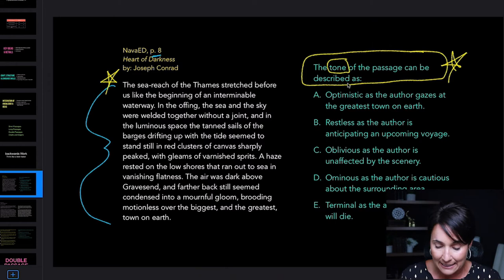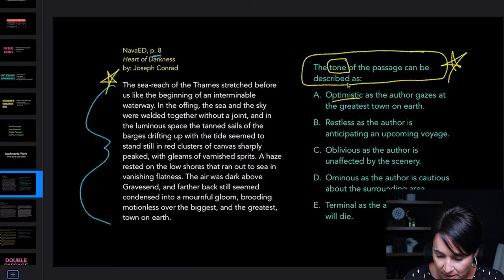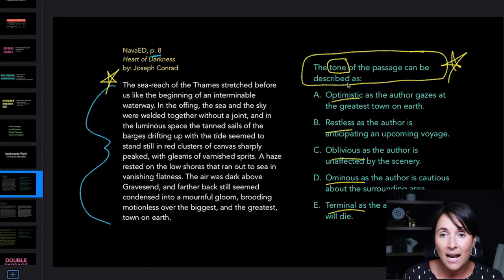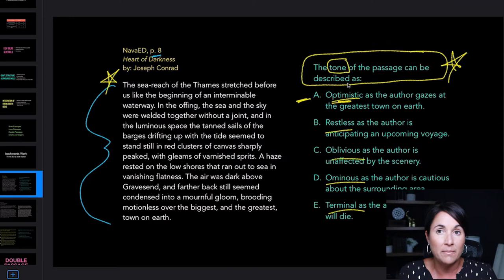Now, here's where I think reading the answer choices first is good. This is tone, and if I quickly glance down to my answer choices, notice I have optimistic, restless, oblivious, ominous, terminal. A lot of times, and again, we're going to think like a test maker, not a test taker, when people write these items, and I used to write test items for Pearson, so I know how this works, they start with, like in this case, these are all adjectives at the beginning of each answer choice. Well, this is very telling. We have optimistic, restless, oblivious, ominous, and terminal. So we've got a couple of positive words, optimistic, that's really the only positive word. Then we have restless, oblivious, ominous, and terminal. So keep those in mind. This is going to be a happy passage or a not so happy passage.